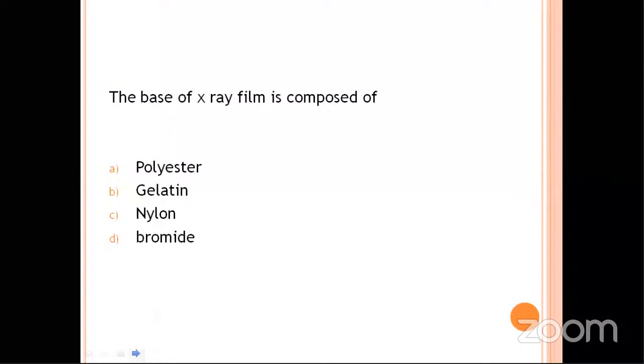Next is intraoral films and techniques. The base of the X-ray film is composed of polyester, gelatin, nylon, bromide. The base is what we hold when we take the film. What is it made up of? Polyester, gelatin, nylon, bromide. It is made up of polyester. Above that is the emulsion.